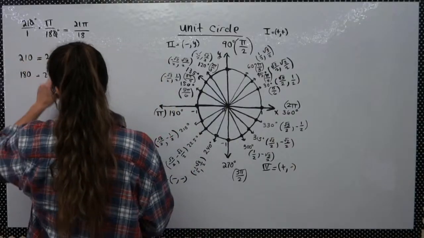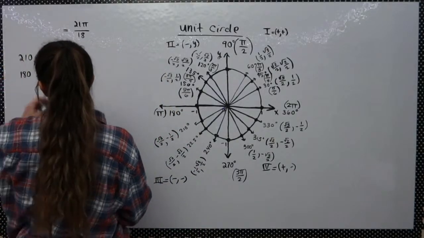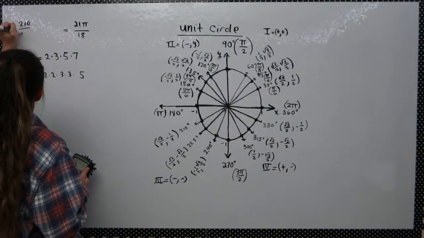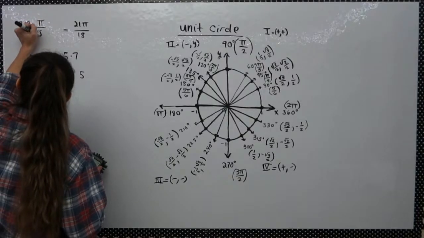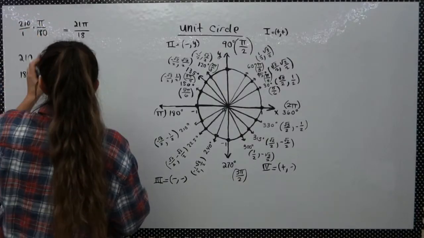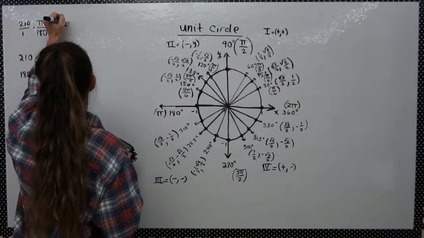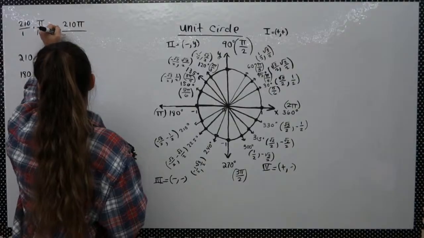So if I want to reduce 210 over 1 times pi over 180, that's going to give me, I'm just multiplying fractions, it's going to give me 210 pi over 180.